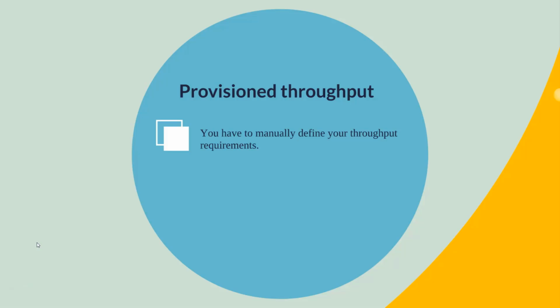Now suppose that you want to write 100 items per second to your table and that the items are 512 bytes in size. So for this scenario, each write requires one provisioned write capacity unit. To determine this, you divide the item size of the operation by 1 KB. So the item size is 512 bytes divided by 1 KB, that is 0.5, rounded up to 1.